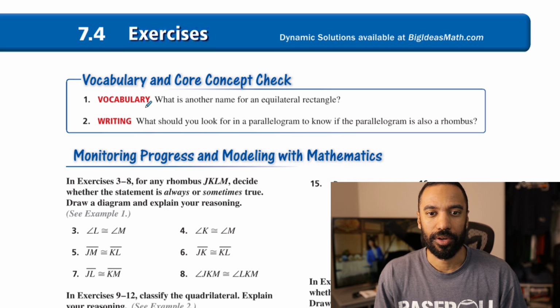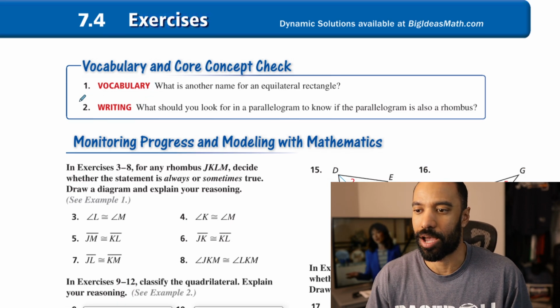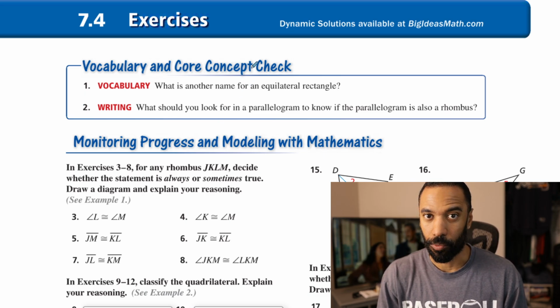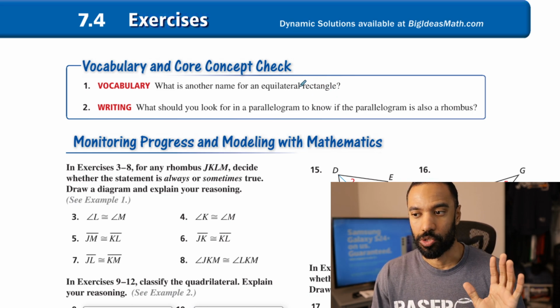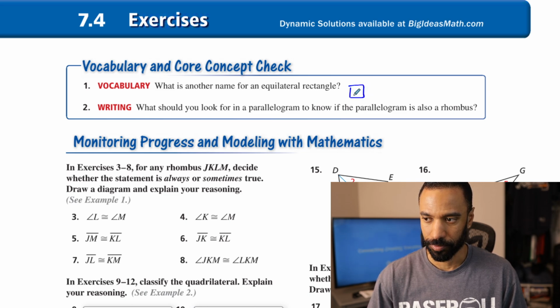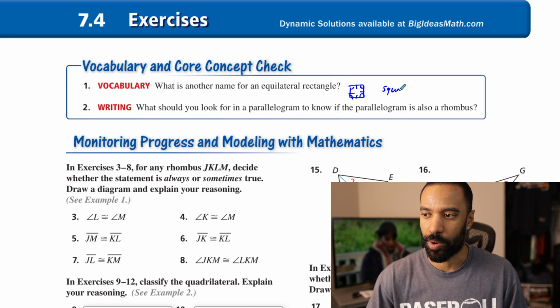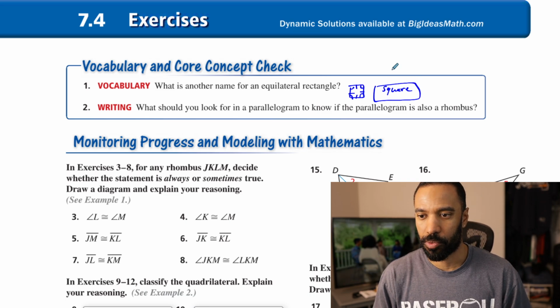Okay, guys, we're going to start some of these problems here with numbers 1 and 2, vocabulary and core concept check. Number 1, what is another name for an equilateral rectangle? They said rectangle, not quadrilateral, because a rhombus could be a name, but a rectangle with all equal sides, equilateral, all sides equal, is a square. This is a square here, and I boxed it with a rectangle.